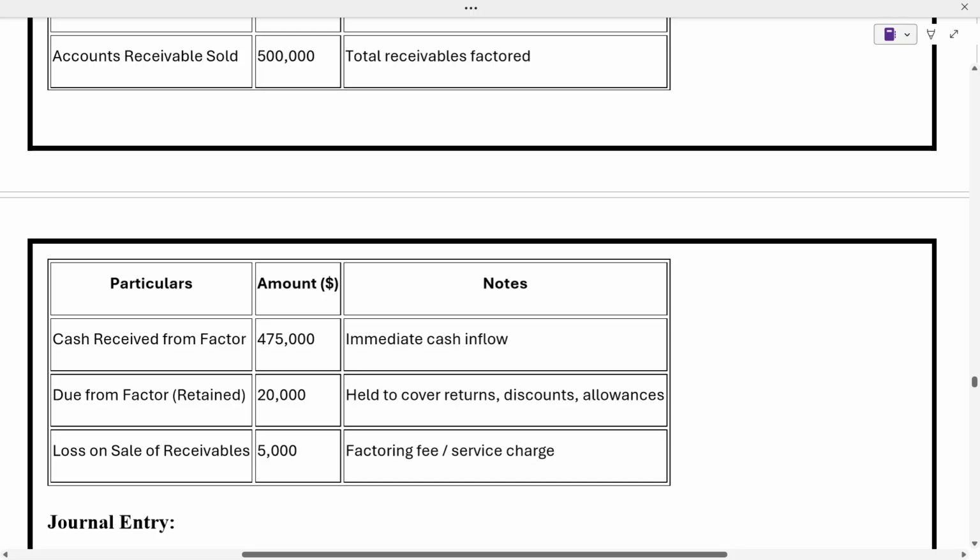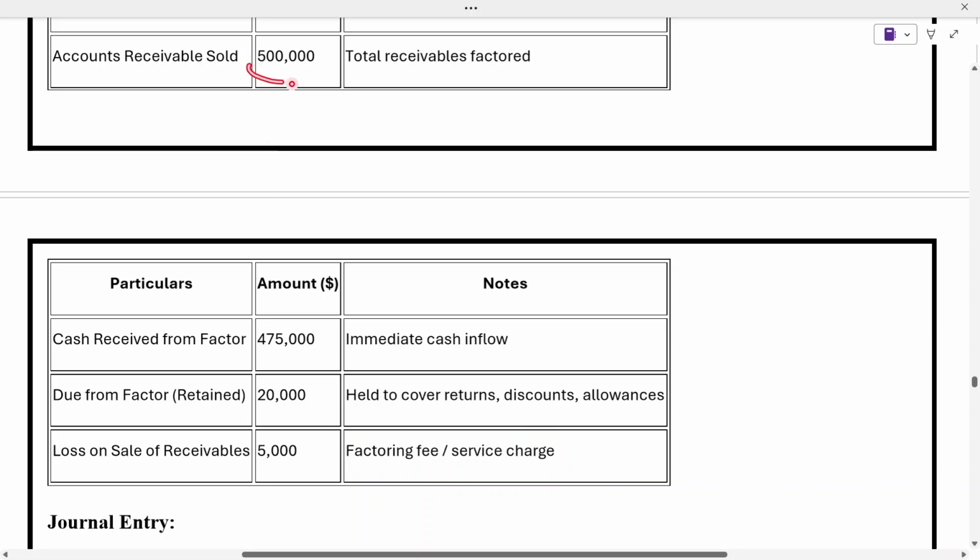So they have done a retention, or I can say a deposit with them for $20,000, which you can see is held to cover returns, discounts and allowances. And finally, if you add both of them, this becomes $495,000. So the remaining $5,000 belongs to the loss on sale of receivable. Basically, this is the factoring fees or service charge.